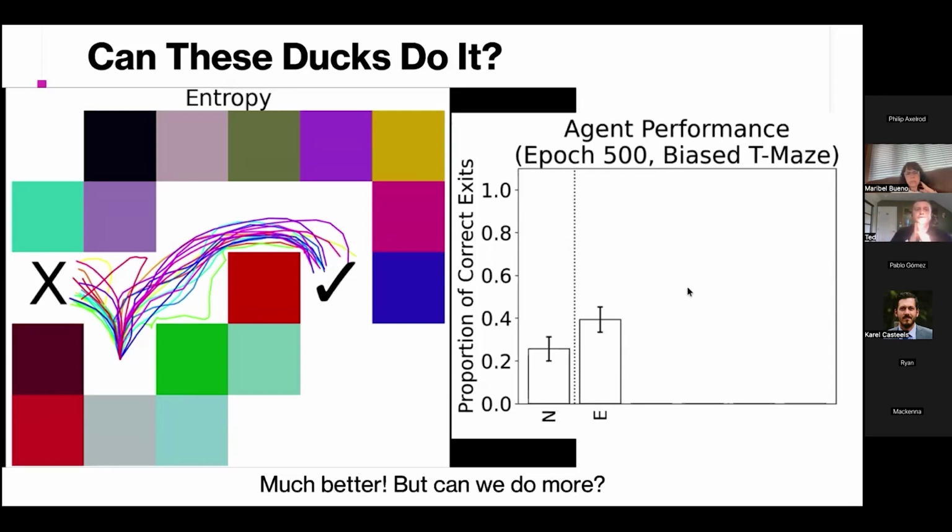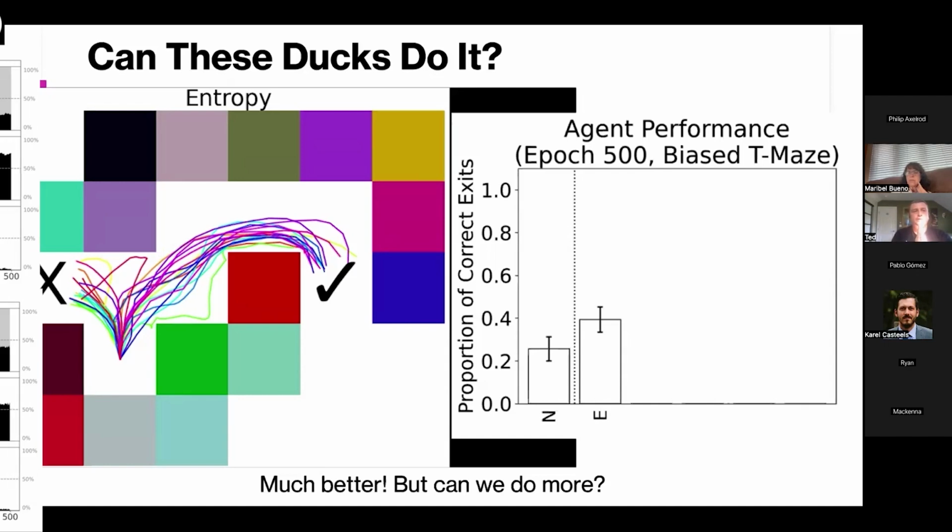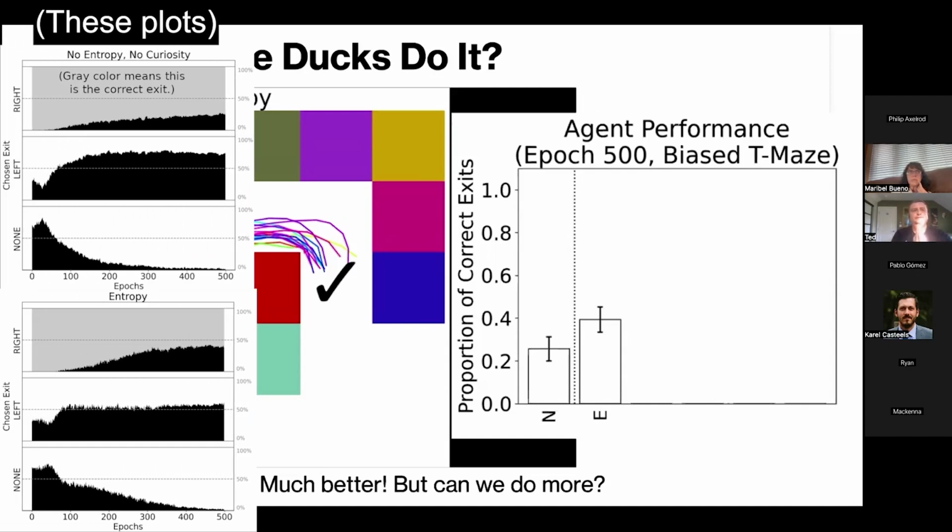I don't have these plots in this presentation, but if you go to the paper, I should be able to send a link eventually. There are plots with which you can see which exit they were choosing based on how many epochs had passed. So after this much training, what were the ducks usually doing? And you'll notice it really seems like the ducks choose to take the first exit they find.